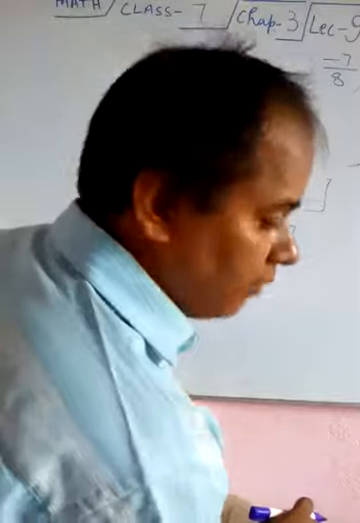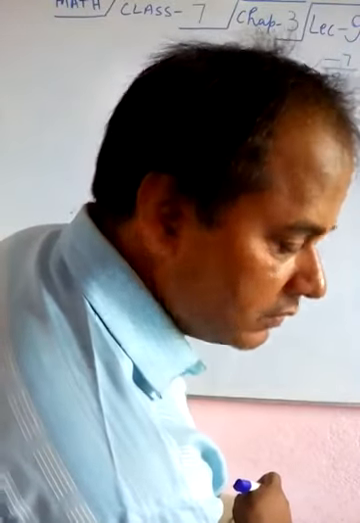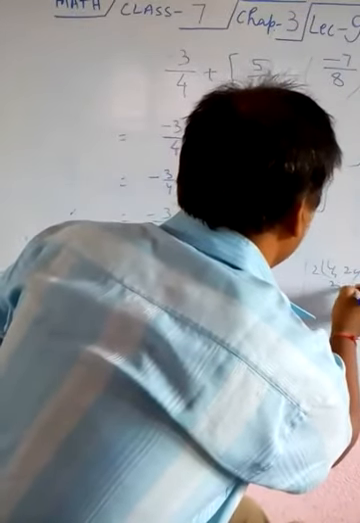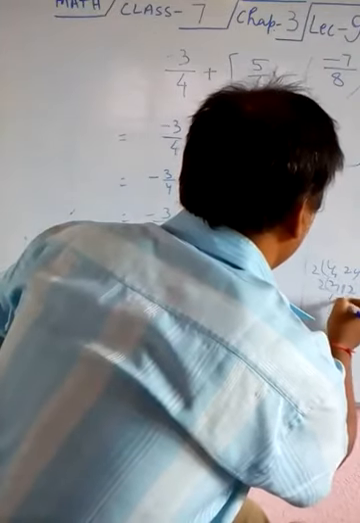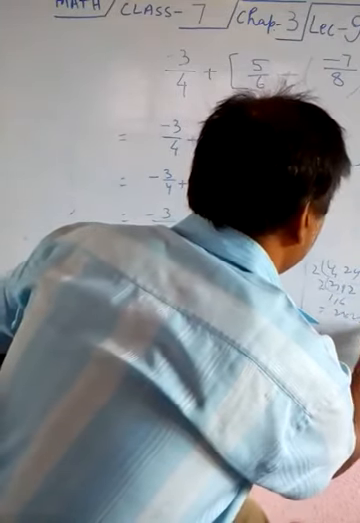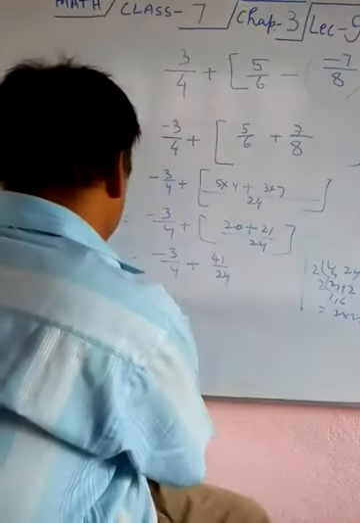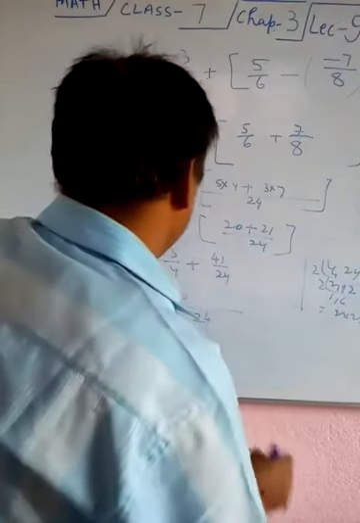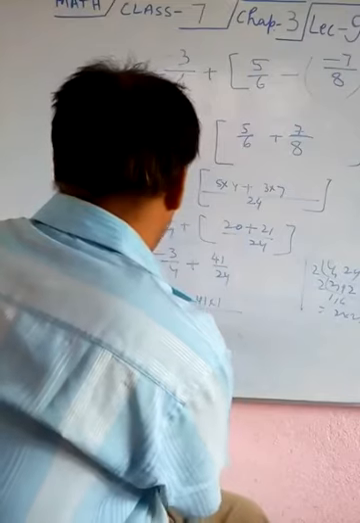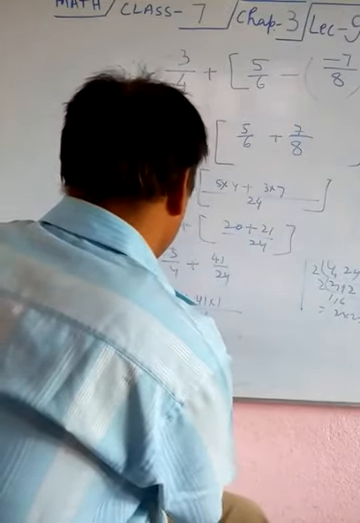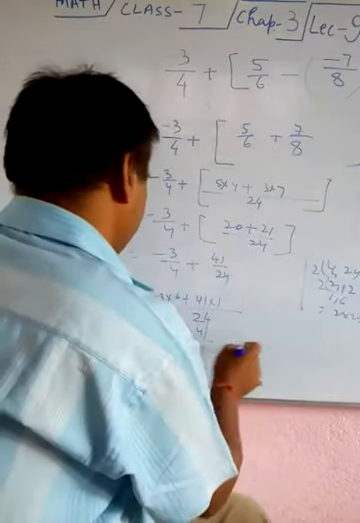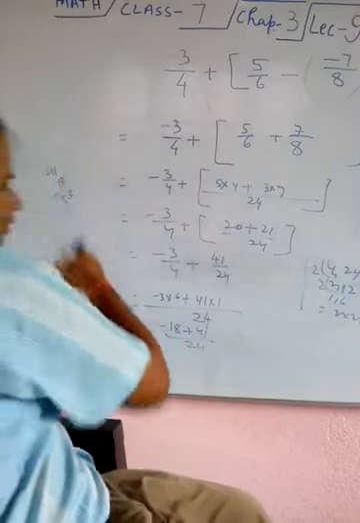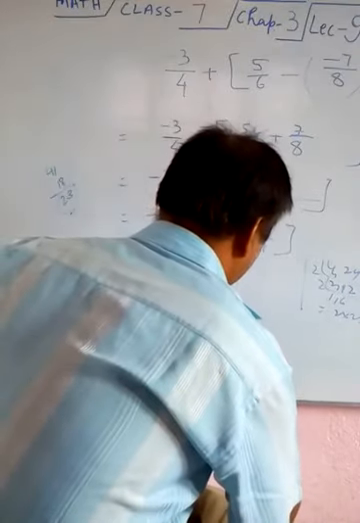Now we have to take the LCM of 4 and 24. So here LCM of 4 and 24: 2 is there, 12 is there, 2 is there, and 6 is there. So 2 into 2 into 6, 24 will be there. That means we have to take the 24, and that is 6 into minus 3, that is minus 18, plus 41 by 24, is equal to 41 and 18, 23 will be there. So 23 by 24.